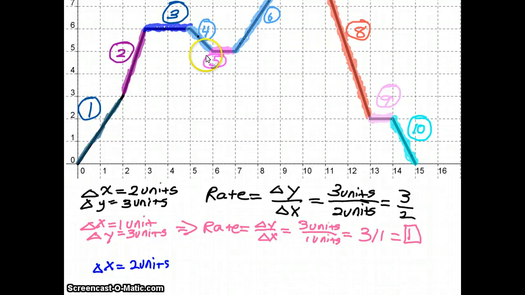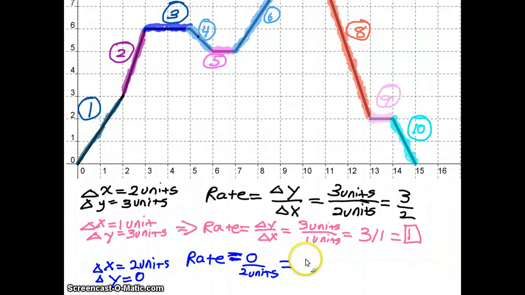And then if I look at delta y, when I start in phase number 3, phase number 3 starts at 6 and ends at 6, which means that my delta y is 0. Well, what this means for the rate here is that if I do delta y over delta x, remember rise over run, change in y over change in x, that's going to give me 0 divided by 2 units. Well, we already know from basic mathematics that 0 divided by anything is just 0. So the rate of change during phase number 3 here is 0.